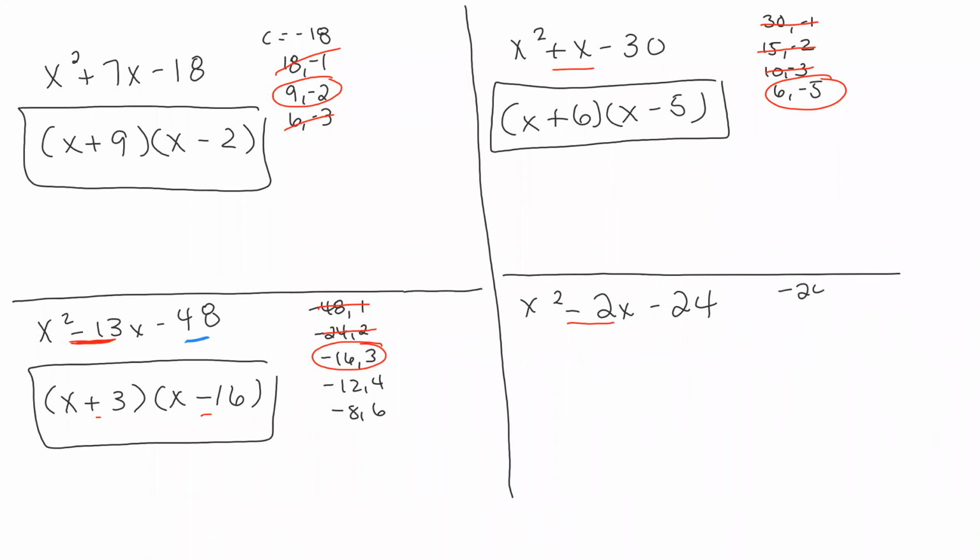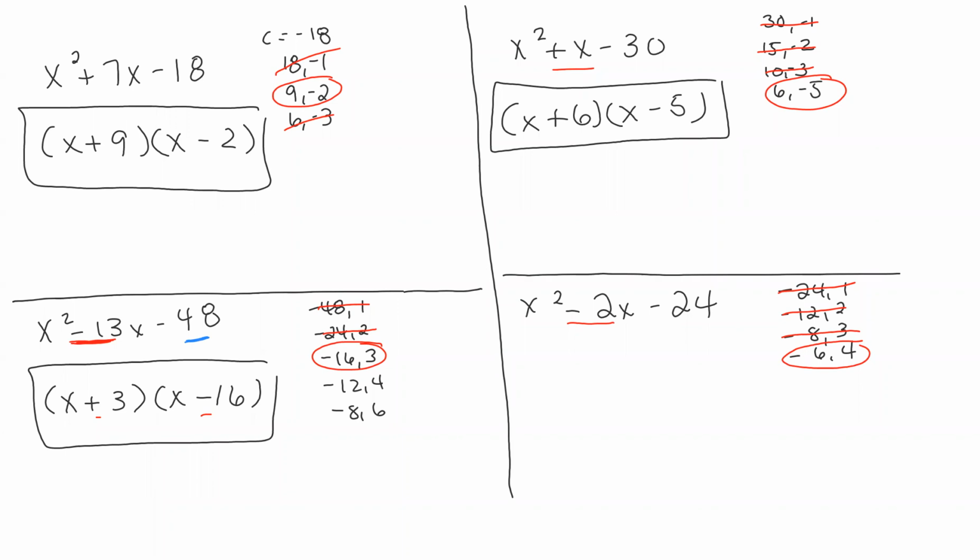So we could have negative 24 and positive 1. We could have negative 12 and 2, negative 8 and 3, negative 6 and 4. All right. Well, negative 24 plus 1 is negative 23. Negative 12 plus 2 is negative 10. Negative 8 plus 3 is negative 5. Finally, negative 6 plus 4 is negative 2. So that's the magic pair.